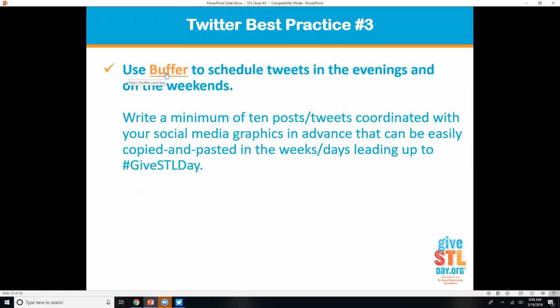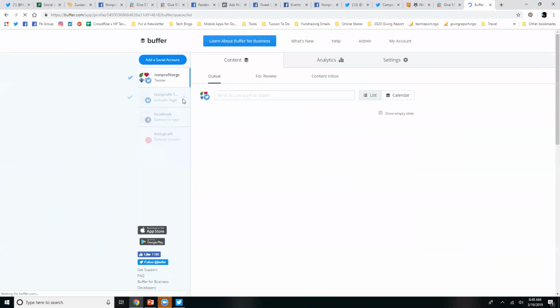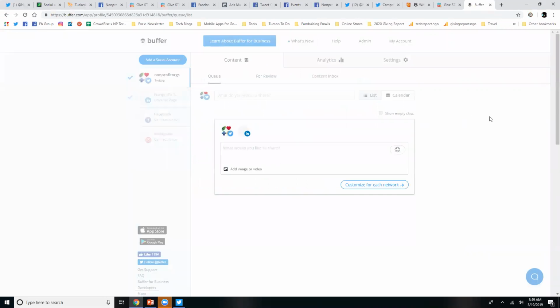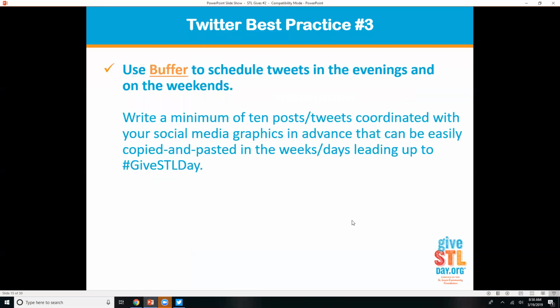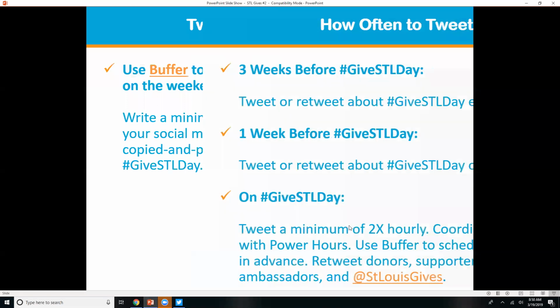In terms of scheduling, you can use Buffer. People like Hootsuite, and if you like Hootsuite, great. I am definitely a Buffer fan. So you can schedule at 1 a.m., 2 a.m., 3 a.m., 4 a.m. You get into work at 6 a.m., retweet some of your own tweets. Go in, you can select a tweet that you posted at 2 a.m. in the morning, and you can boost that as well.